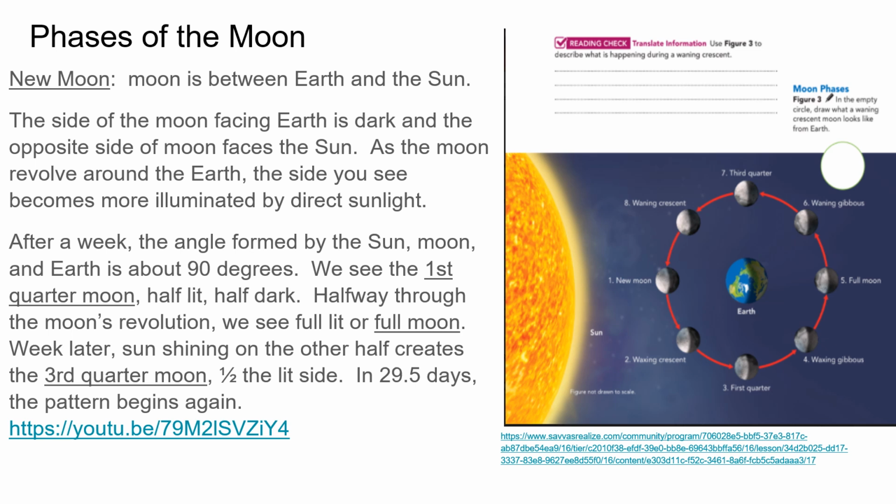All right, so reading check. Use figure 3 to describe what is happening during a waning crescent. And then also, in the empty circle, draw what a waning crescent moon looks like from Earth. So that's what we did here. That's what I just popped up. A waning crescent is that.